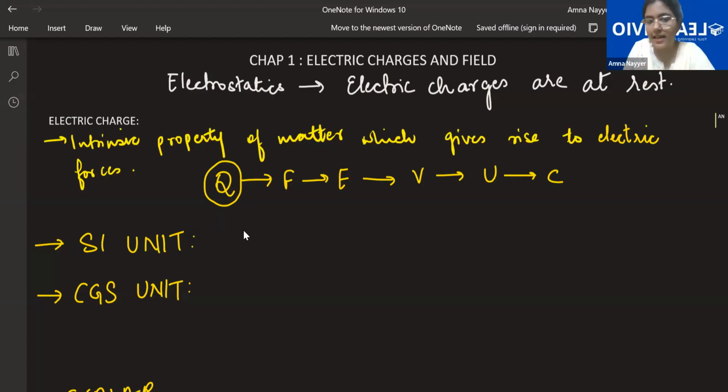What else should you know? The SI unit. The SI unit of electric charge is very easy. Tell me. Coulomb. Very good. You should just remember Coulomb here.